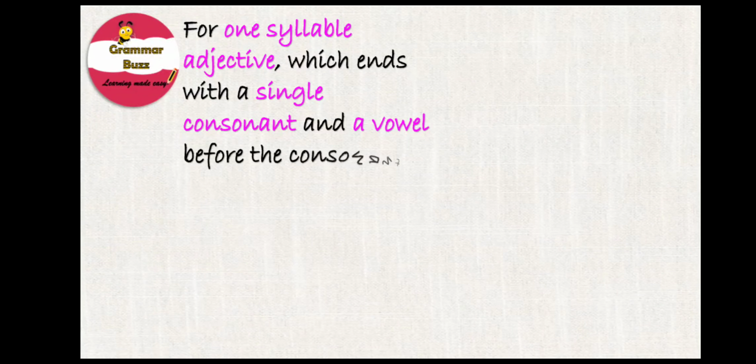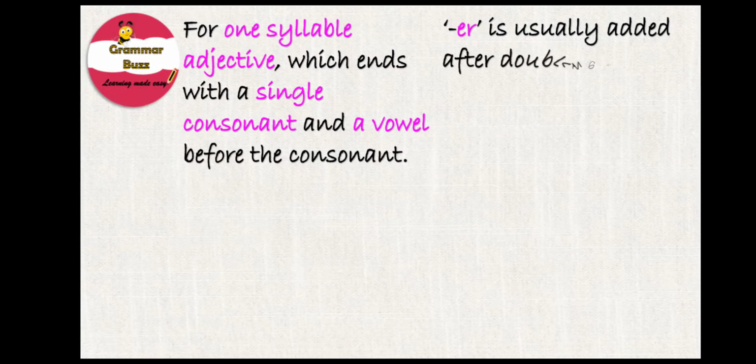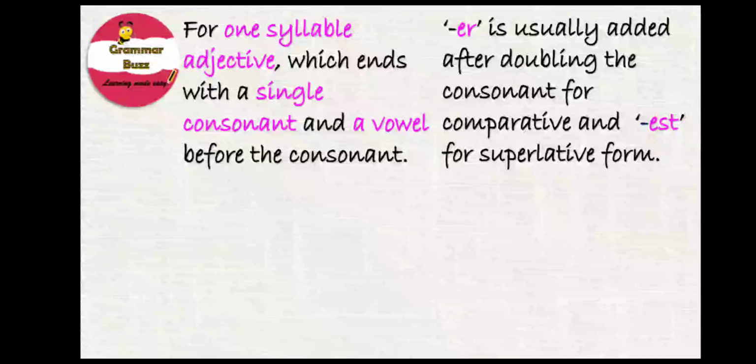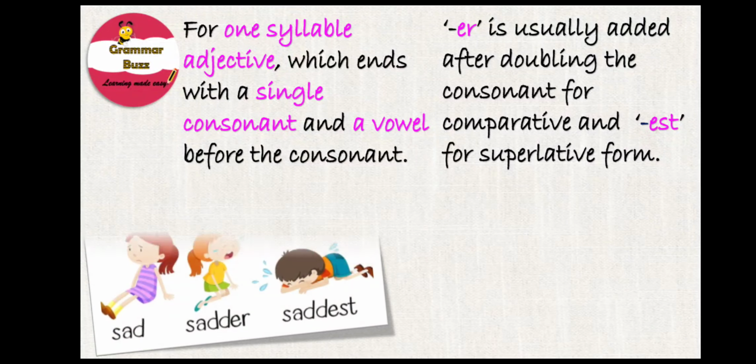Here comes the last rule for one-syllable adjectives, and it states, if a one-syllable adjective ends with a single consonant having a vowel just before it, then to form its comparative degree, we'll first have to double the consonant and then add an er. And to form the superlative degree, we'll add an est after doubling the consonant. Let us try to understand this with the help of some examples.